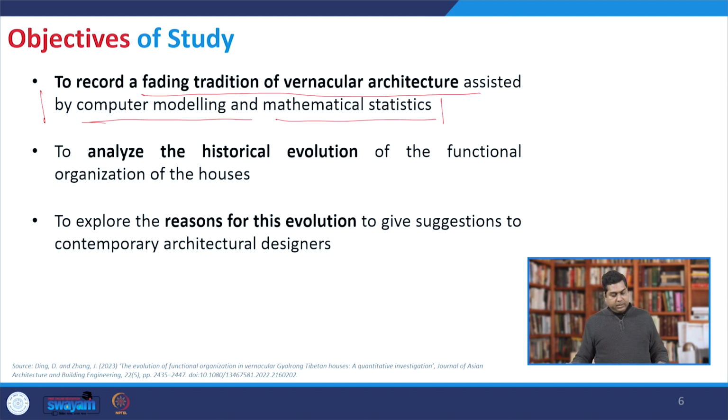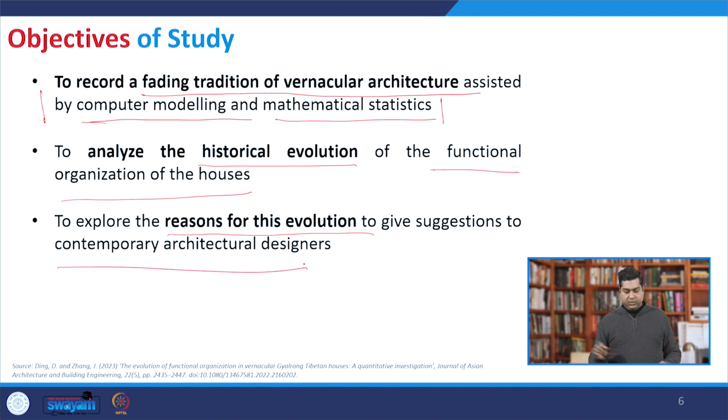The second objective is to analyze the historical evolution of the functional organization of these houses, how the form evolved over time. The third objective was to explore the reasons for this evolution, to give suggestions to contemporary architectural designers, so that if possible they can retain some of the important aspects of the old heritage or the vernacular aspects of these Tibetan dwelling units.